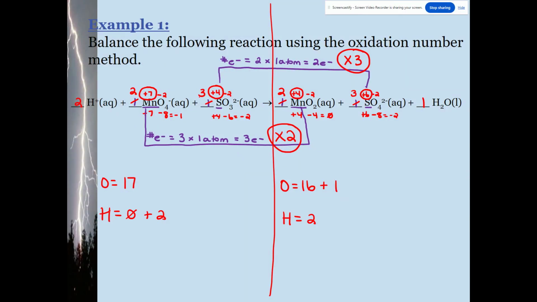2, 2, 3, 2, 3, 1 are my balancing coefficients, okay? So this is the second method called the oxidation number method. That's a little quicker and easier. On a quiz, you can choose which method you want to use to balance a redox reaction, okay? I prefer this method. It's a little quicker and takes up less space. Let's do another example using this method just to make sure we're good.